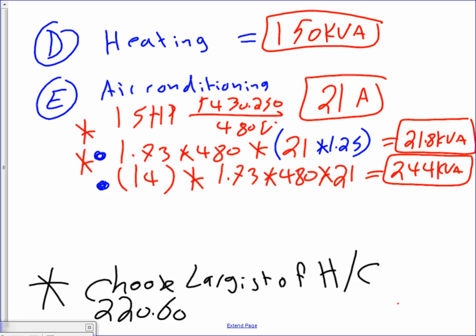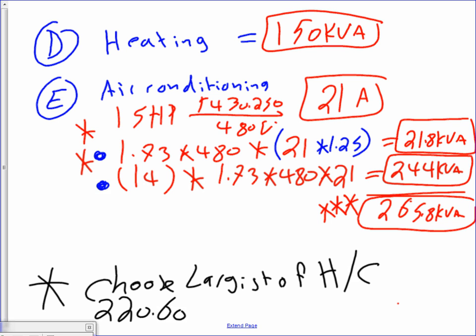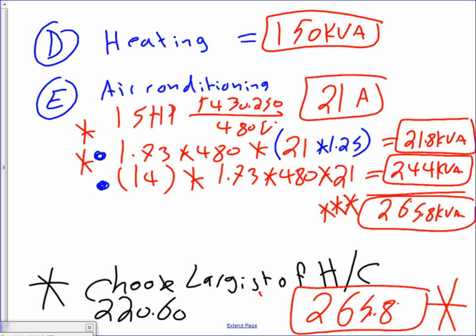Gentlemen and ladies, then you add these two together, and when you add them, you're going to end up with 265.8 kVA. That's your ultimate value that you're going to be using. Then you're going to choose the largest of heating and cooling, and the largest of heating and cooling is 265.8. That's your largest value that you're going to be using. That's the largest of the two that you're going to be using for your calculation.